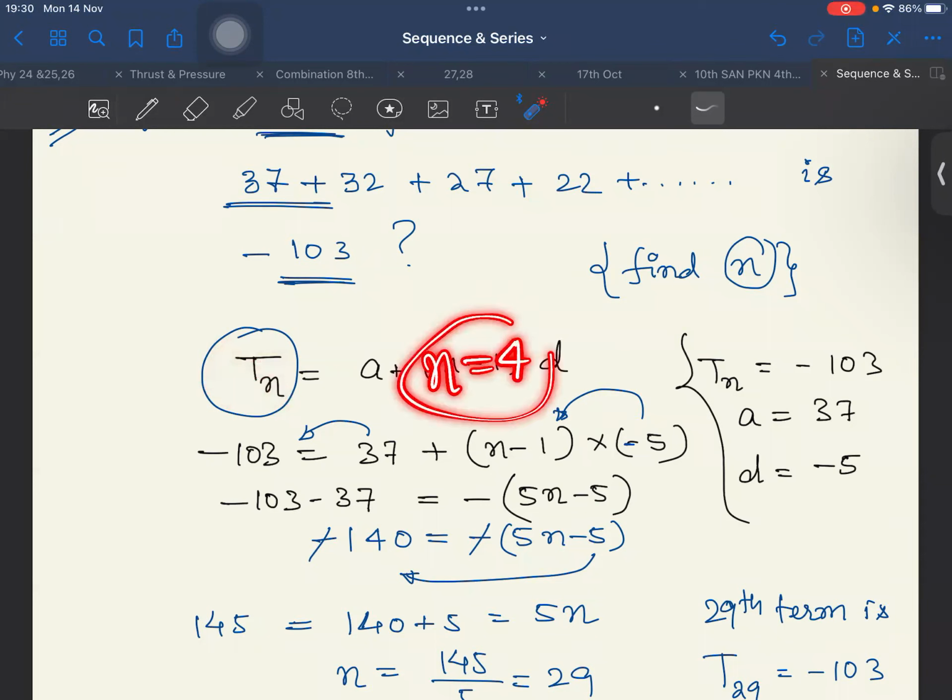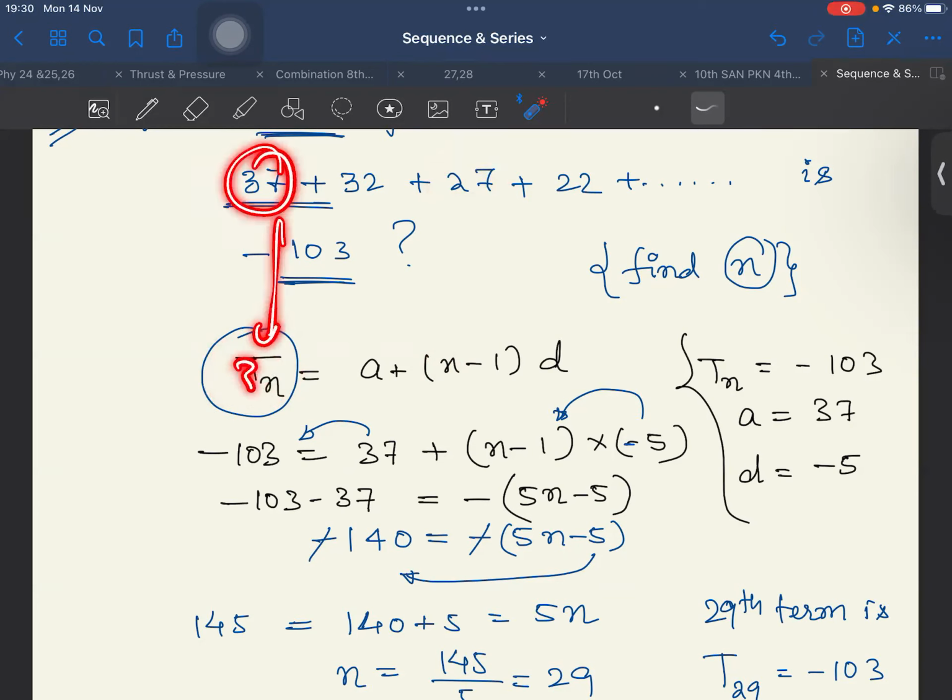Okay, the fourth term. You can substitute here. Let's write down 37 here, the first term. So this will be equal to 37 plus n minus 1 into the common difference, minus 5. What you will get is n equal to 1, the first term. Got it?